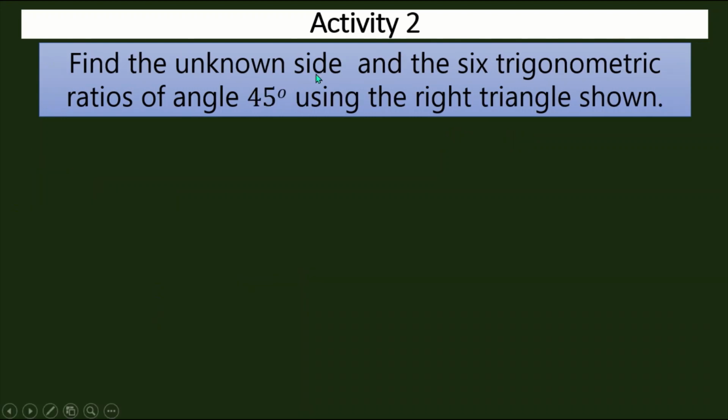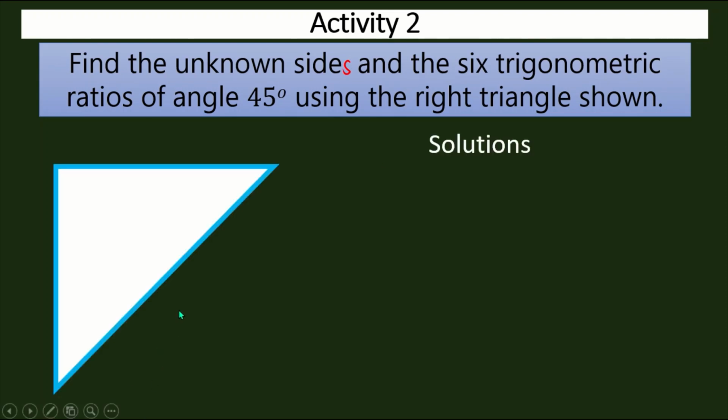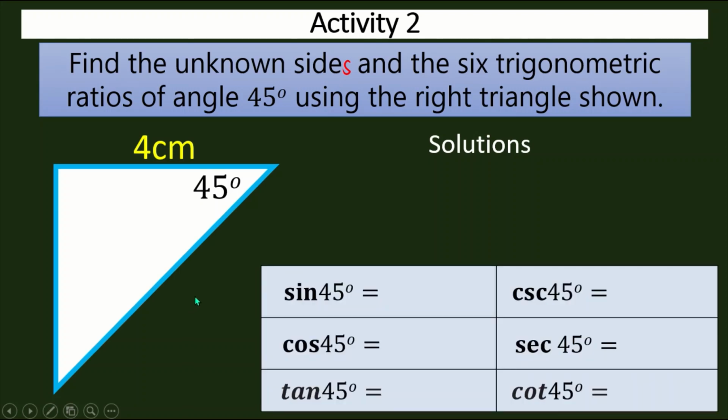Activity number 2, find the unknown sides and the 6 trigonometric ratios of angle 45 degrees using the right triangle shown below. Okay, so katulad pa rin yung ginawa natin kanina, ganun din ang gagawin nyo dito. Okay, having the 4 centimeter as one of the measurements of one side ng right triangle natin.